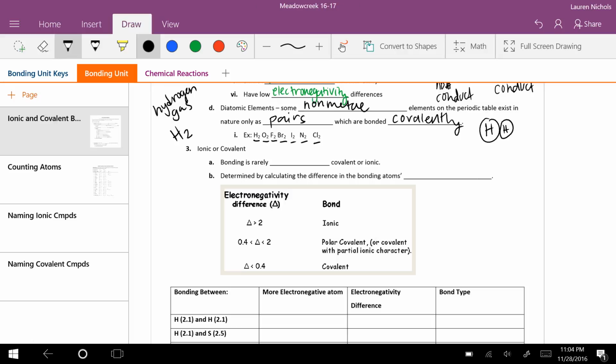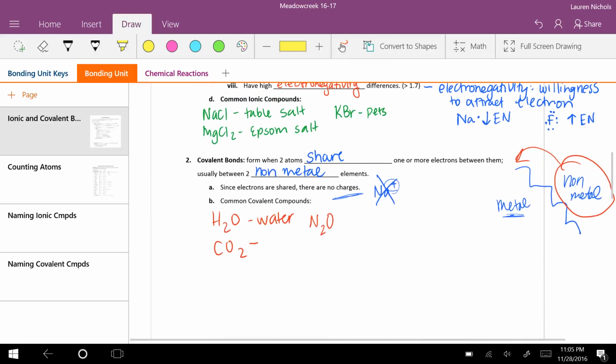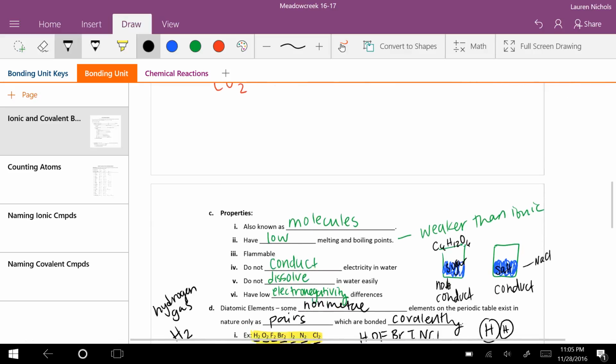Now I remember this as Hofbrinkel, and if you just remember that word, you can pronounce them out. Hof, H-O-F, Brinkel, B-R-I-N-C-L, Hofbrinkel. That may or may not help you. I hope it does, but you need to memorize these 7 diatomic elements. Also make sure that you memorize that electrons are shared in covalent compounds, whereas they are transferred in ionic.